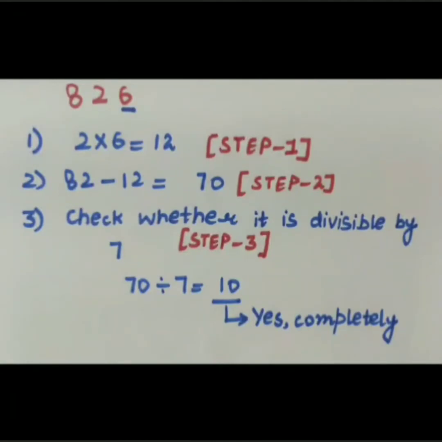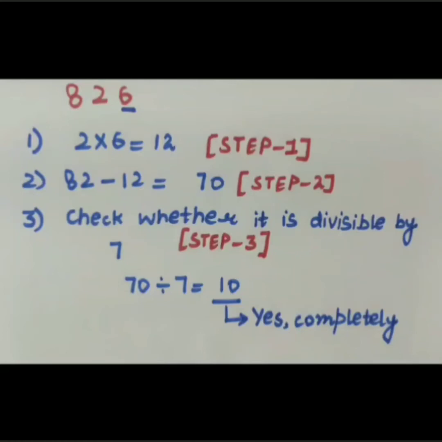Now by one more example, we'll be checking the divisibility test by 7. Here the digit is 826. As per our step 1, we have to multiply the ones digit by 2. Here the ones digit is 6. 2 into 6, we are getting 12. Second step, the remaining number will be deducted from it: 82 minus 12. What are we getting? 70.